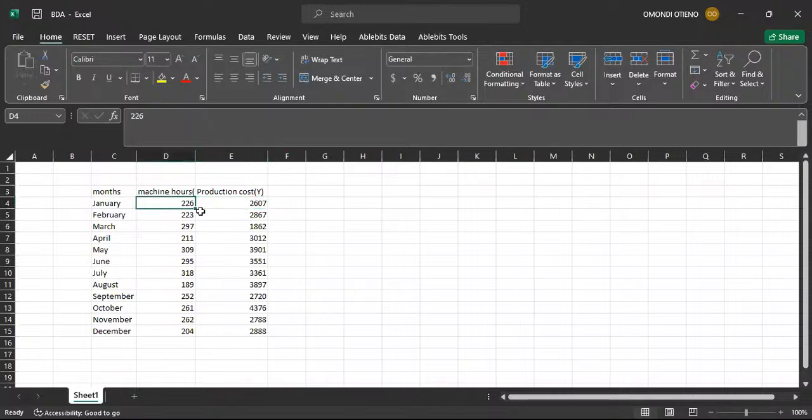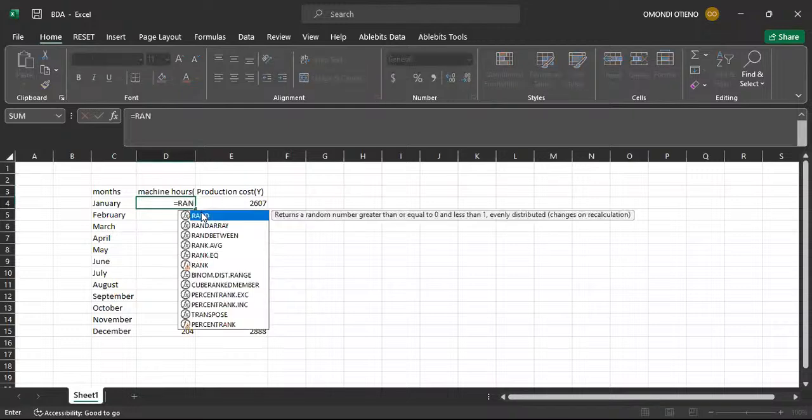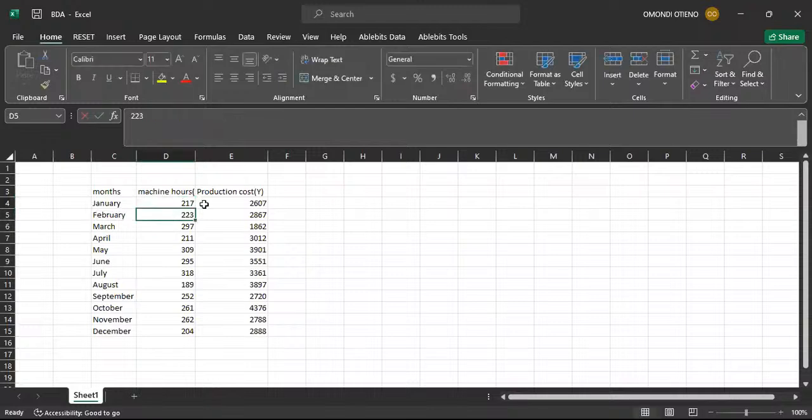Copy, then you paste values. Equal to RANDBETWEEN, click your tab button. Bottom number, let me pick 195. The highest, let me have 267. That is what I've done.